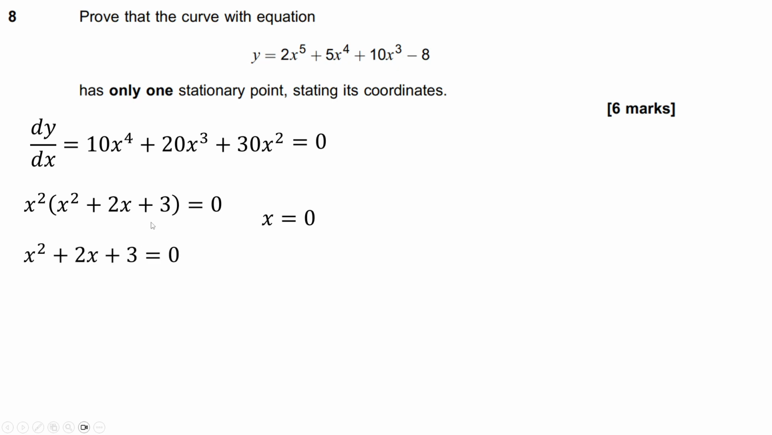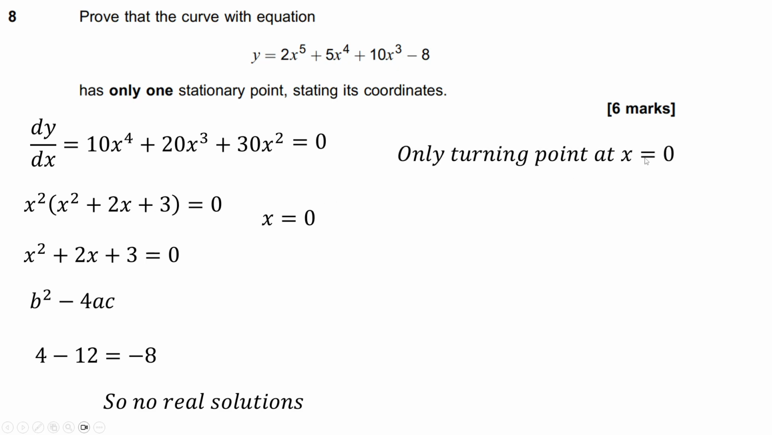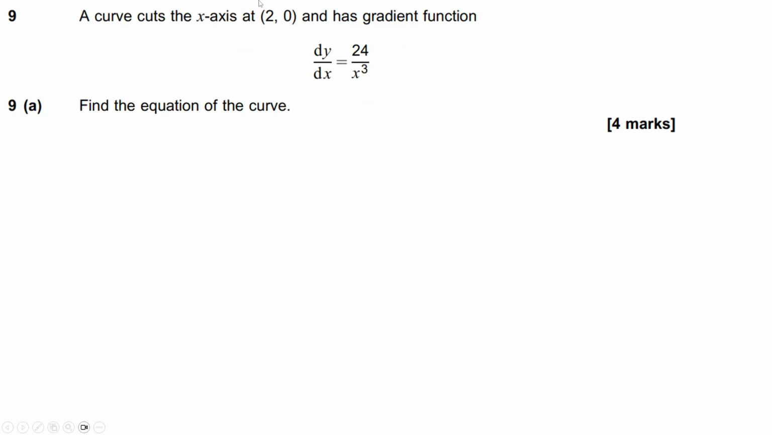So, just to check it, we'll just check its discriminant. So we've got b squared, so 2 squared subtract 4 multiplied by 1 multiplied by 3, which is 4 take away 12, which is minus 8. And because the discriminant is less than 0, this polynomial won't have any real solutions. So x equals 0 is the only solution to this. Therefore, it only has one turning point, which is at x equals 0. Plug that back into there to get what y equals. It's obviously minus 8. And that's your answer.